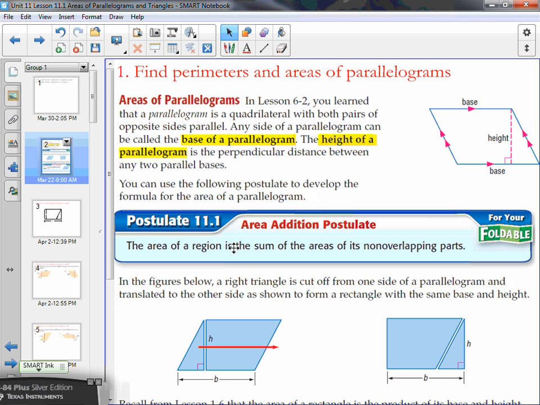And for all the figures we're going to talk about, whenever we use the word height, the height is the length of an altitude. An altitude is always perpendicular to a base. Okay? So, the height of a parallelogram is not necessarily a side. In fact, it's almost never a side. The only time it is is when the parallelogram is also a rectangle. It's the perpendicular distance between the bases.